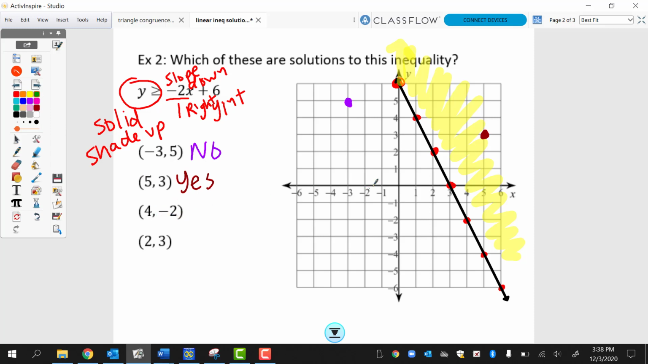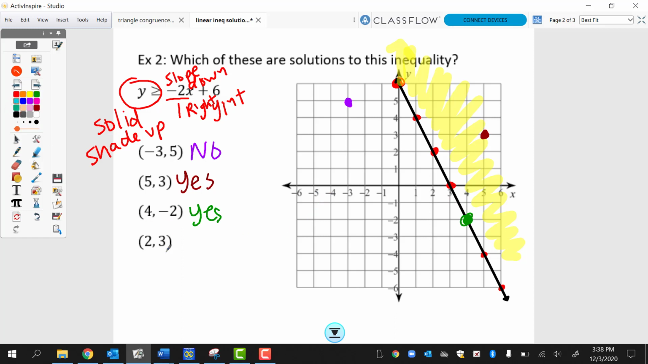Next one, 4 comma negative 2 is right here. Is that in the shaded? No. Is it on a solid line? Yes, it's on the line, and this line is solid. So that's a yes. It's got to be a solid line, not dashed.